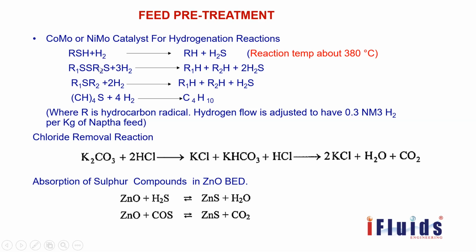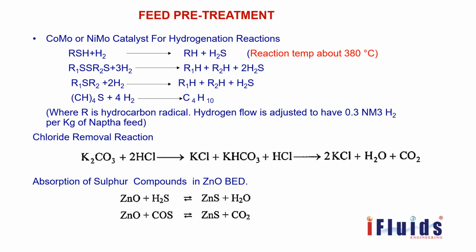The various sulfur components R1, R2 may be in heavier hydrocarbon compounds. All of these can be treated by adding hydrogen under pressure in the presence of a catalyst and temperature. The temperature we maintain here is 380 degrees centigrade, and the catalyst is CoMo or NiMo, that is cobalt molybdenum or nickel molybdenum catalyst bed. The feed vapor, that is naphtha or natural gas, passes through the bed.